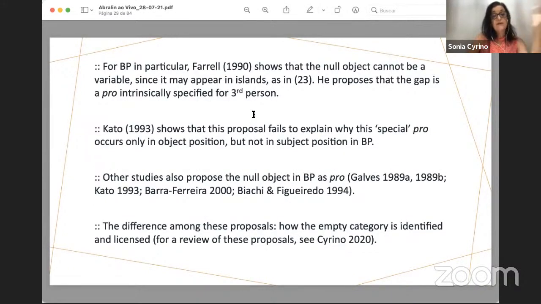For Brazilian Portuguese, Farrell 1990 shows that the null object cannot be a variable, as had been proposed for European Portuguese by Raposo, because in Brazilian Portuguese, null objects may appear in islands. So he proposed that the gap is a little pro intrinsically specified for third person. I will show the sentence later. Cato shows that this proposal fails to explain why this special pro occurs only in object position, but not in subject position. Why is this special pro just for object positions? Other studies also propose null objects as pro, for example, Galvez 1989, Cato 1993, Barra Ferreira 2000, Bianchi and Figueiredo. The difference between these proposals concerned how this little pro was licensed or how it was identified.